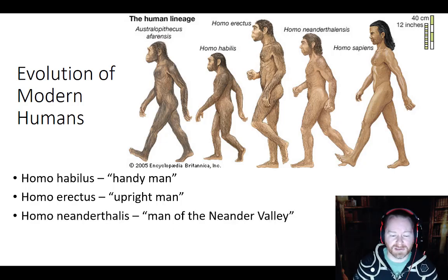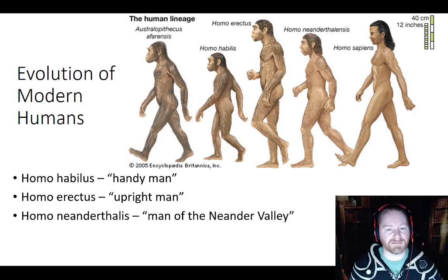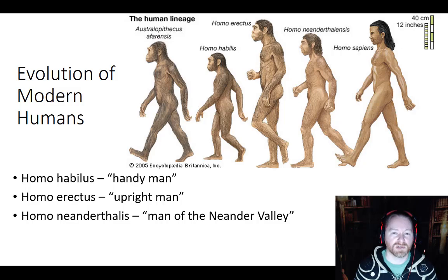Then we have Homo neanderthalis, whose name is based on where it was found. Neanderthals were originally discovered in the Neander Valley in Germany, and so they're called Neanderthals, named after the valley. Neanderthals, again, evolved from Homo erectus. Some of Homo erectus left Africa and went into Europe and evolved into Homo neanderthals. Some of them stayed behind. Some of the Homo erectus that stayed in Africa evolved into Homo sapiens in Africa. So we did not evolve from Neanderthals. But Neanderthals and Homo sapiens both share a common ancestor, which is Homo erectus.